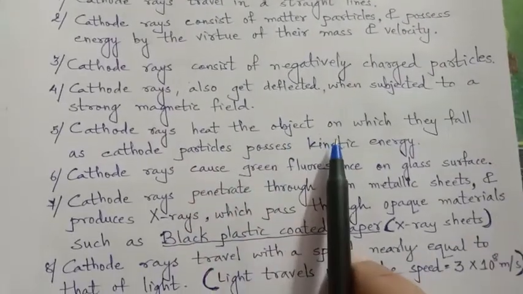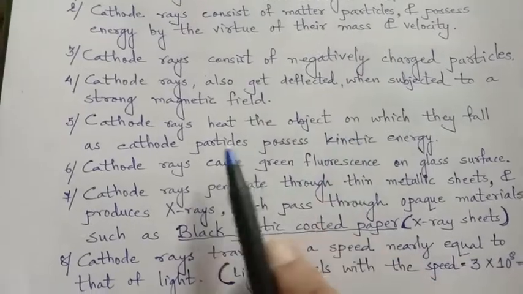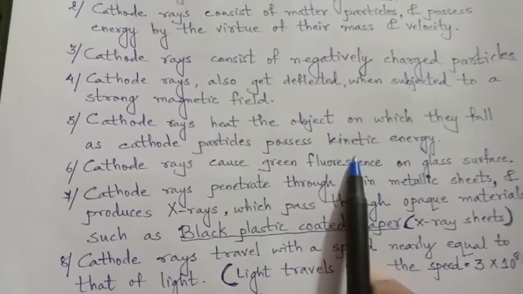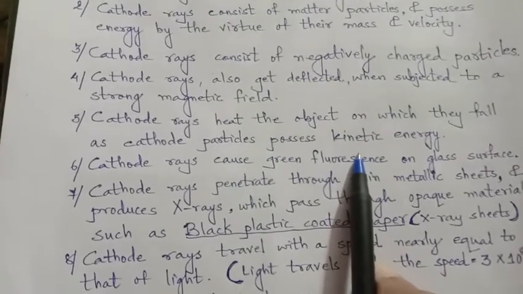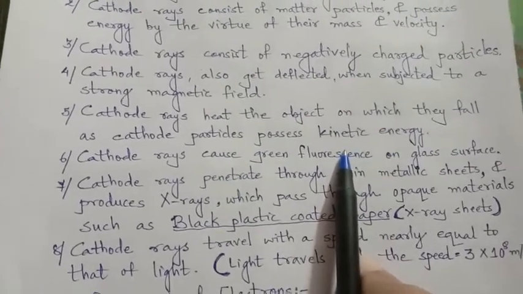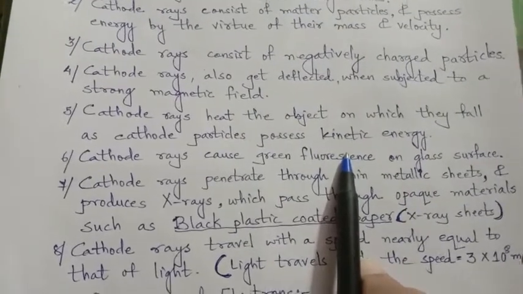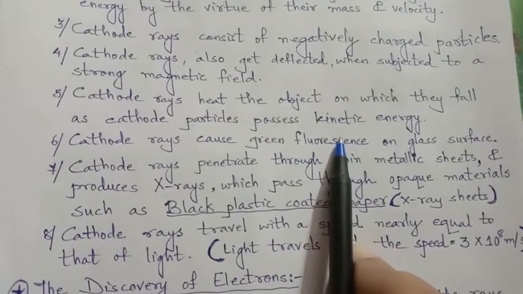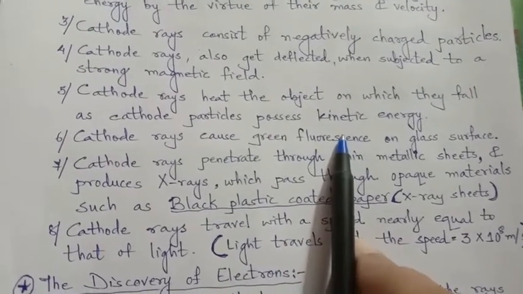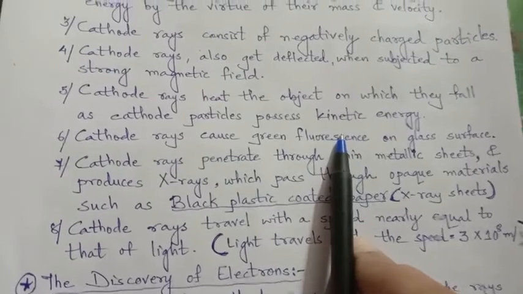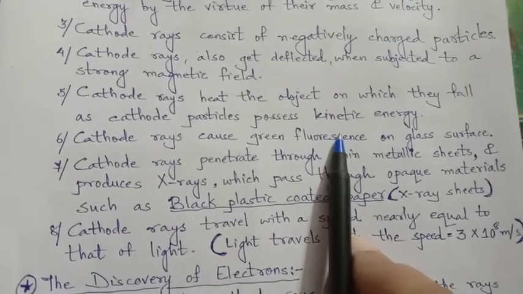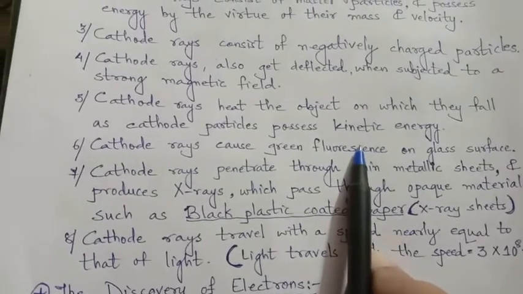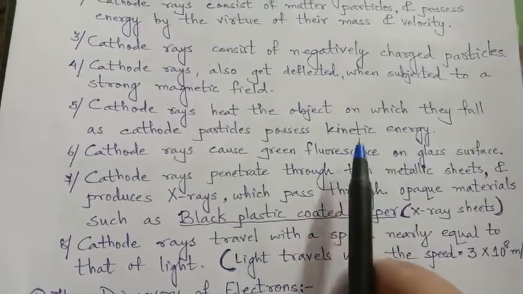Cathode rays heat the object on which they fall, as cathode particles possess kinetic energy. As emission takes place, cathode rays, as I told, are particles. They will start in motion. And when we say that an object is in motion, it possesses kinetic energy. When an object is at rest, that means it is on standby. Then it has energy, but it is potential energy. But now, when the emission of cathode rays takes place, the rays travel.